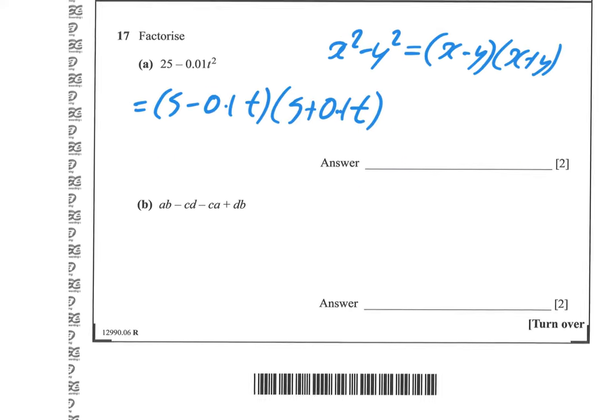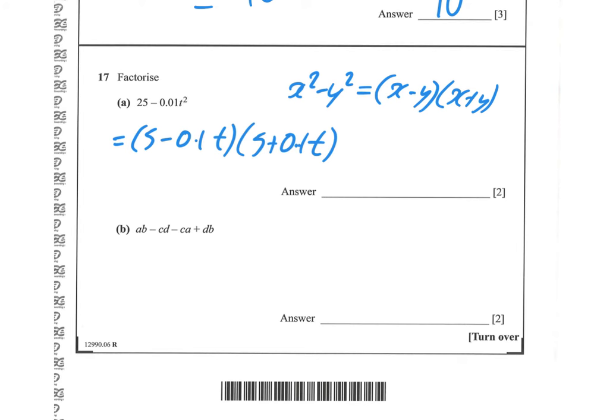Okay, the next one's a fairly tricky factorization question. Normally what you would do is factorize the first two terms completely and then factorize the second two terms completely. But if you look at your first two terms, there isn't a common term here, so you can't pull anything out. So what you're going to have to do is rewrite this and swap a term around. So I'm going to swap the middle two terms around.